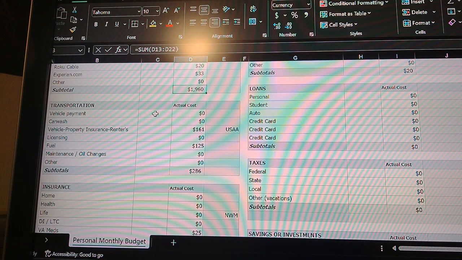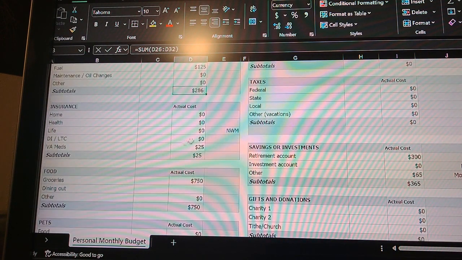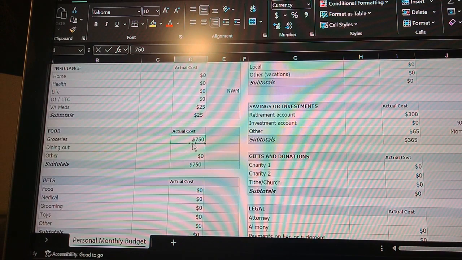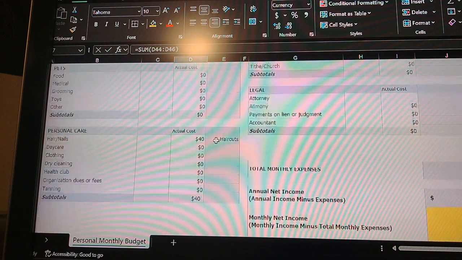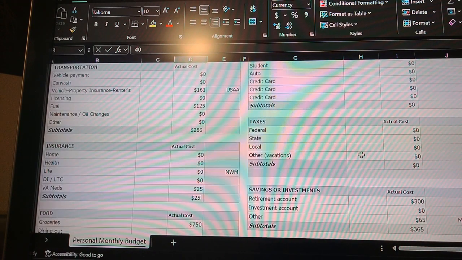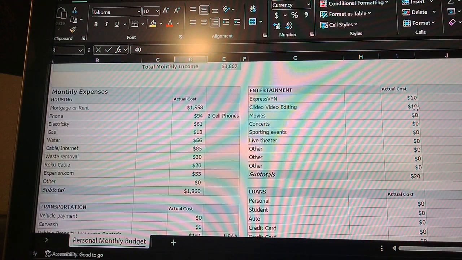Transportation is the next category. So like vehicle, personal property, and renters insurance through my bank, total for the entire month $161. Fuel, an average of $125, and then the total for transportation per month. Insurances, I pay for VA meds, so my copay. Food, groceries, $750 total. I don't have any pets. Personal care, $35-40 for haircuts. Then over here, next category, entertainment: Express VPN and Kaleido video editing software that I use, so $20 total there.